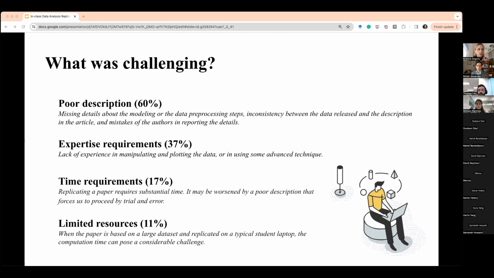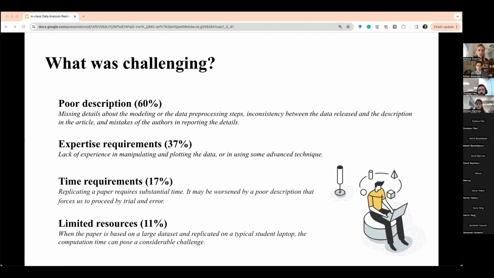So I'll describe the topics that emerged first for the question of what was challenging about it. Students wrote 2 or 3 sentences to describe what they found challenging. The four topics that we identified were, first, poor description, which was by far the most frequent, where there were indeed some missing details in the original publication about the modeling or data pre-processing. There could also be inconsistencies between the released data and what is described in the article, and true mistakes by the authors in reporting the details.